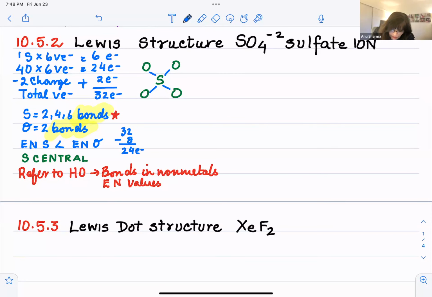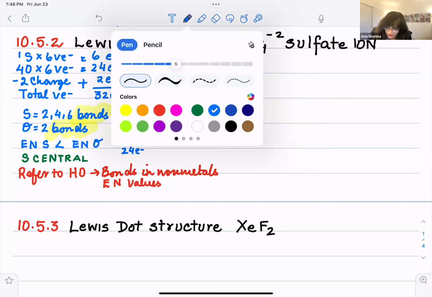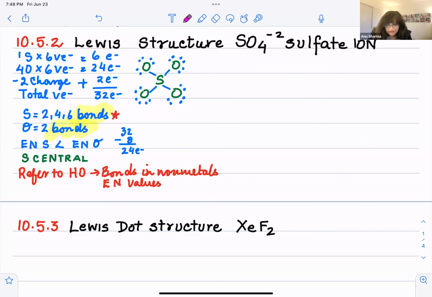So let's put those 24 electrons on the outer atoms, because all the atoms follow the octet, right? Once you make the single bonds, the leftover electrons go to fill the octet of the outer atoms, except hydrogen. So 1, 2, 3, 4, 5, 6, 7, 8, 9, 10, 11, 12, 13, 14, 15, 16, 17, 18, 19, 20, 21, 22, 23, 24. So 24 electrons, and everything has been used up.